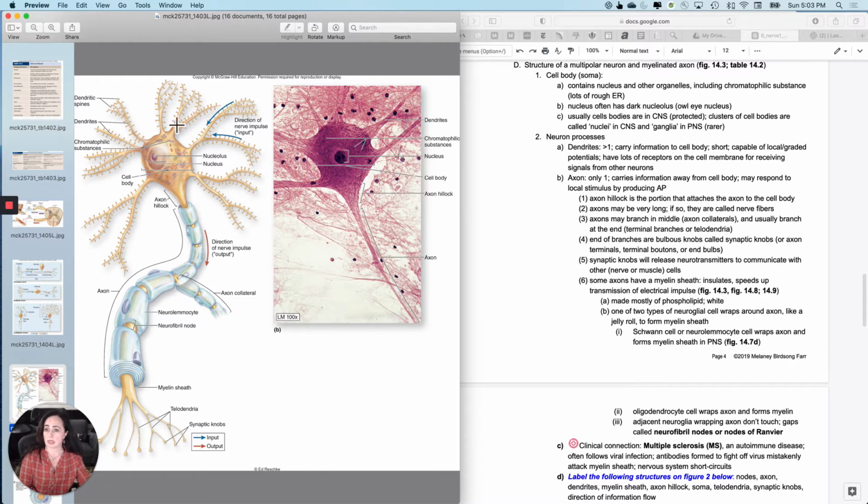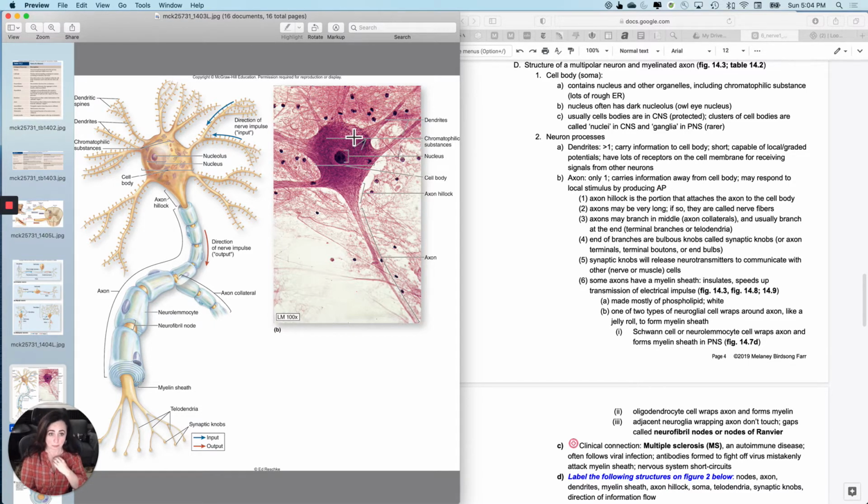This portion right here that has most of the organelles in it is called the cell body, or sometimes the soma. It contains the nucleus and most of the other organelles. It tends to have this dark staining because it's got lots of rough ER. That makes it kind of look grainy. They call them chromatophilic substances. It's basically the rough ER. Most neurotransmitters are amino acid based, so there's a lot of that going on inside the cell body.